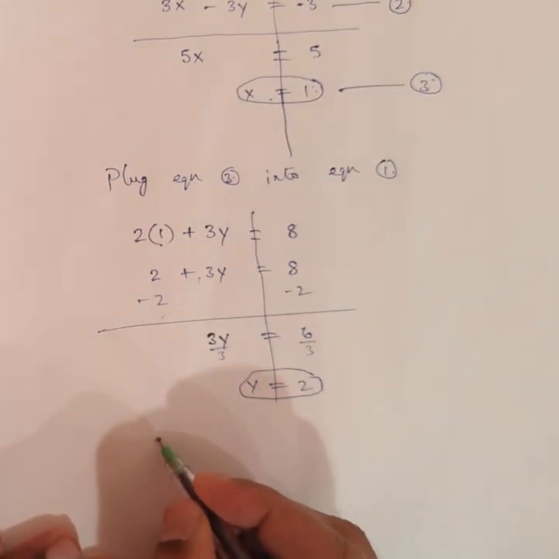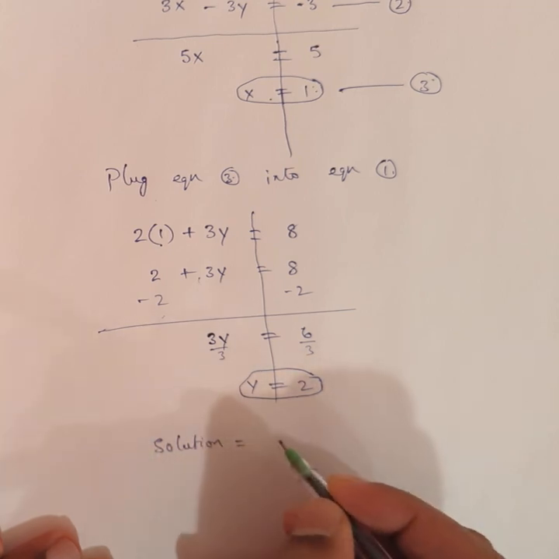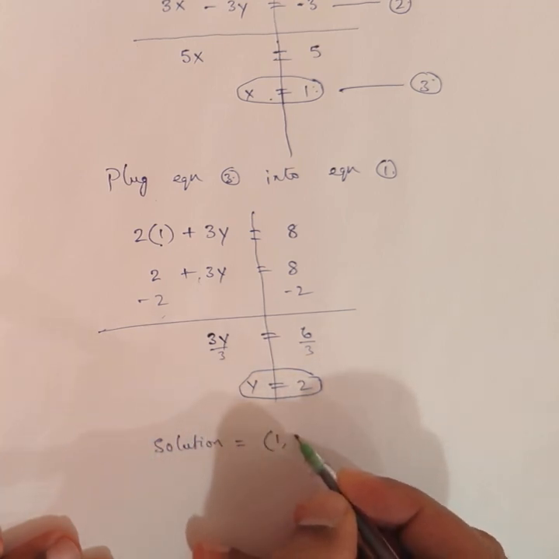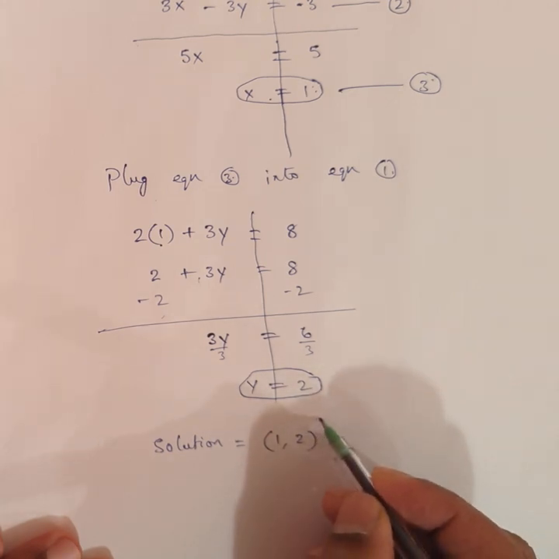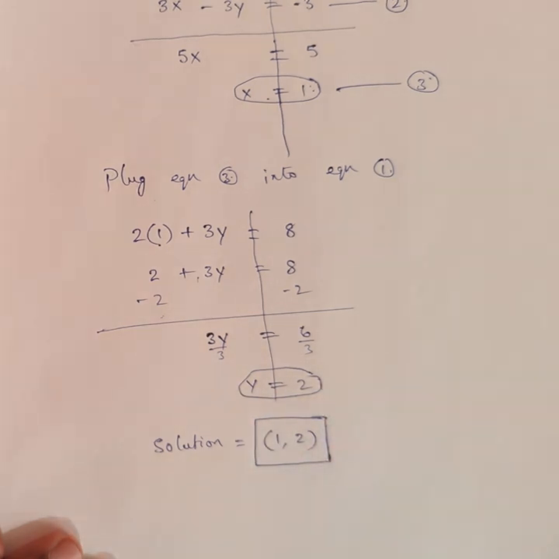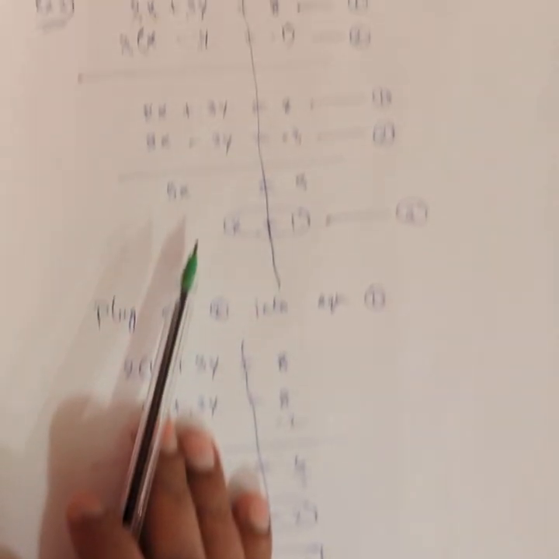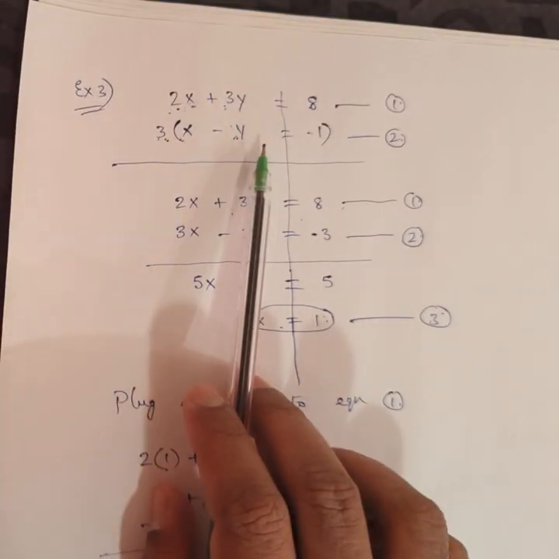Then you can write down your solution. So your solution is going to be 1, 2. Be sure to write x first and then y. Okay. So in example 3, we could not directly add.